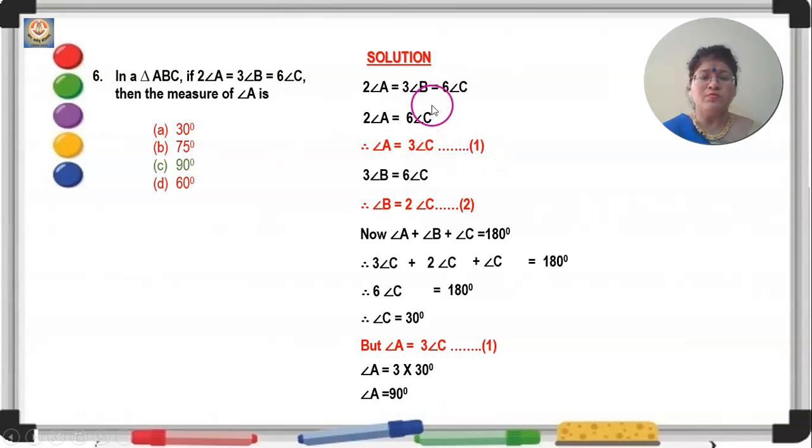Now take these two. Thrice angle B is 6 times angle C. So what will be angle B? Angle B is 6 divided by 3, so it is twice angle C.